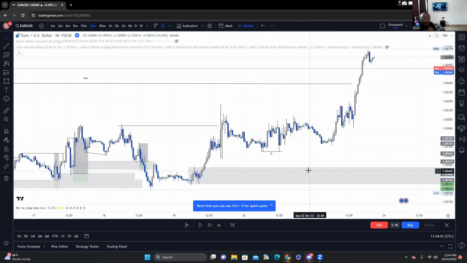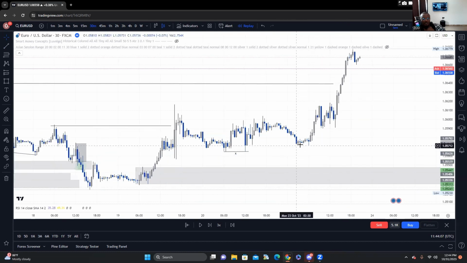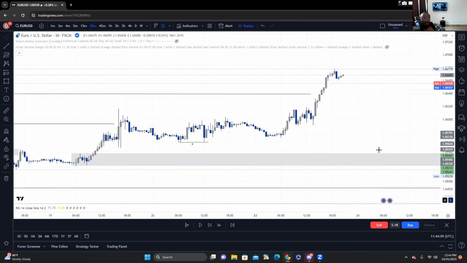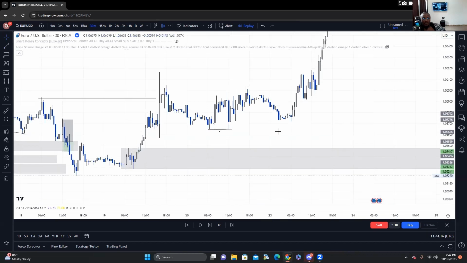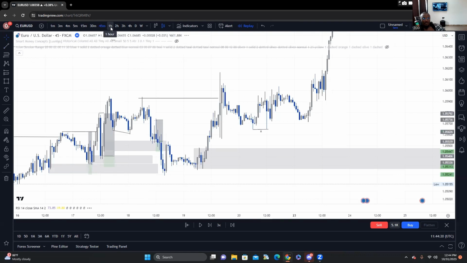What do we still have? We still have these lows resting here. We have these areas of liquidity here that's been swept, taken. So we have liquidity here to target, liquidity here to target. Let's see what it looks like now.